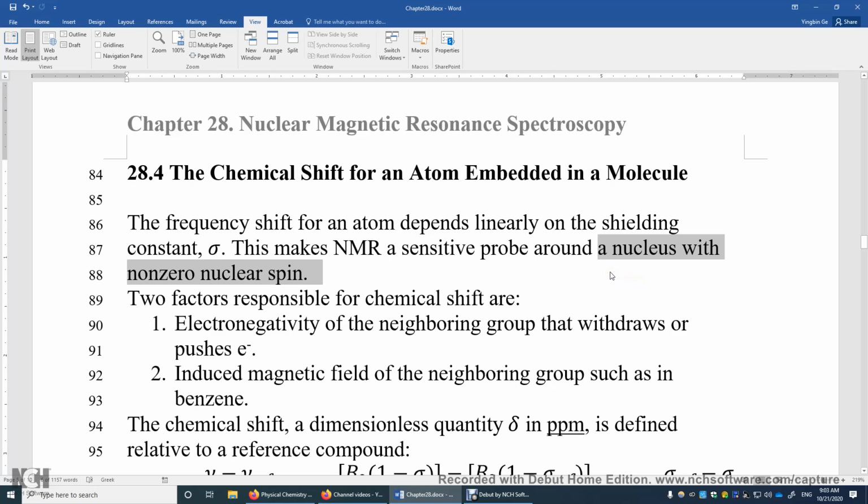So now two factors responsible for the chemical shift are, one, electronegativity. So this is pretty easy. If you have a fluorine atom bonded to a CH3 functional group, this fluorine can withdraw electrons, right? So that means you have a lower electron density around the hydrogen nuclei in the CH3 functional group. And that means you have a smaller sigma, smaller shielding constant.